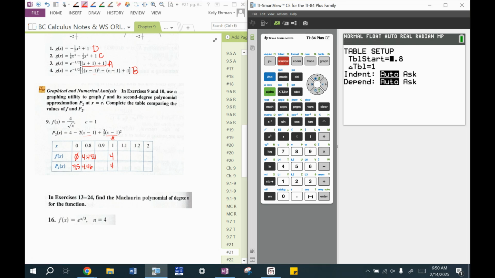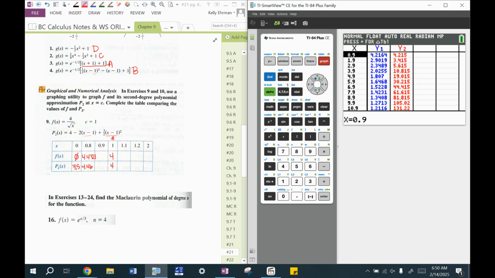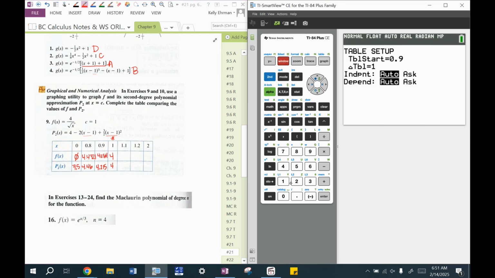And then if we go to 0.9, back to second window, table starts at 0.9. So f of x is 4.2164, and p of x is 4.215. So they match to 2 places if we're just a tenth away from the center. They match to 1 place if we're 2/10 away, and then they're pretty far apart if we're 1 unit away. That's all that this is supposed to show.